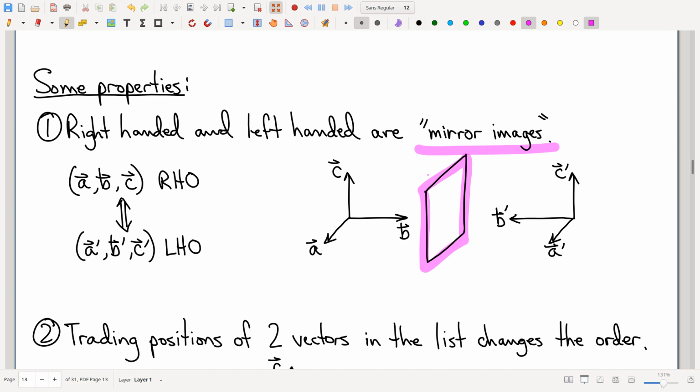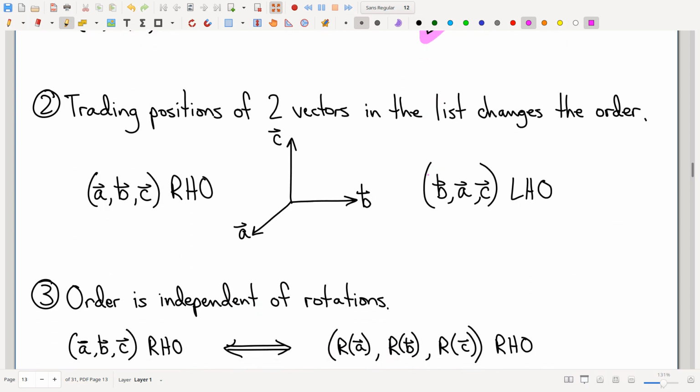If you trade the positions of 2 of the vectors in the list, for example, if I put A where B was, and if I put B where A was, like so, notice what had been ABC, a right-handed list, becomes instead BAC, which is a left-handed list. That make sense?